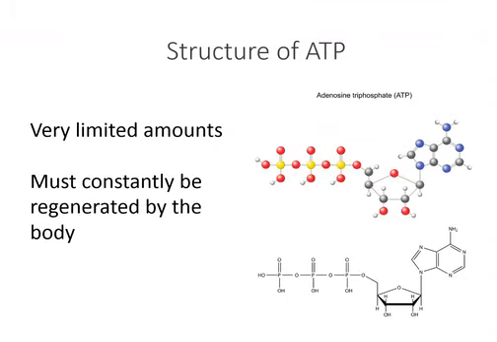And here's a quick structure. Here's what we know about ATP. We only have a limited amount. If I were to take the ATP in your body and break it down into liquid form, it would only be about 4 to 6 ounces. And so we must continually regenerate that. And we'll talk about how we're going to do that in our next section.